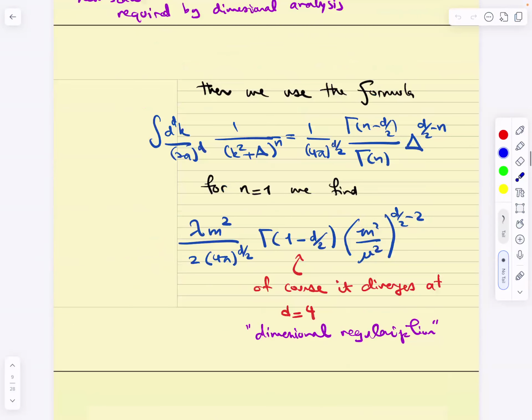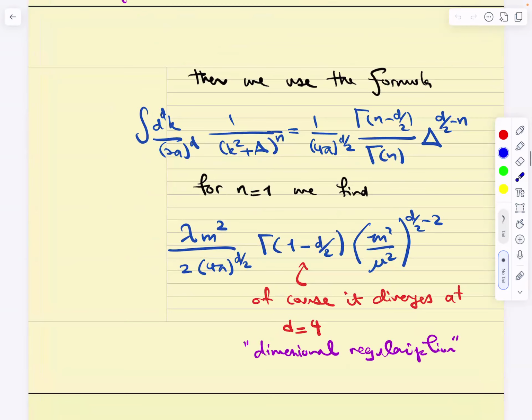All right. So now let's focus on how this integral is done. In full generality, this is the answer: the integral of d^d k over (2 pi)^d of 1 over (k squared plus delta) to the power of n takes the following form: delta to the power of d over 2 minus n, gamma function of n minus d over 2, over gamma of n, times 1 over (4 pi) to the power of d over 2, when it converges.